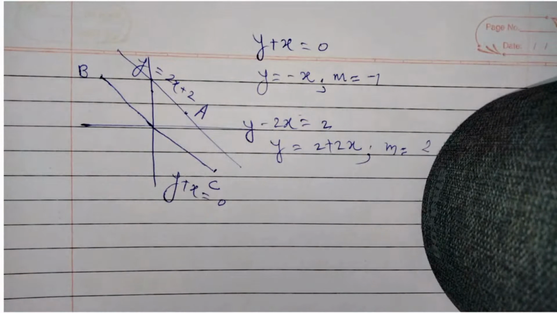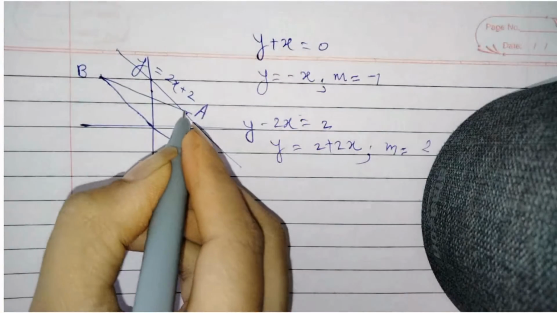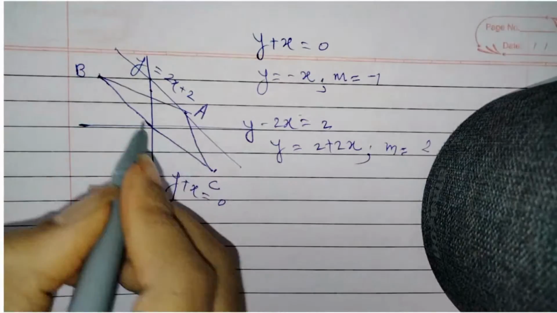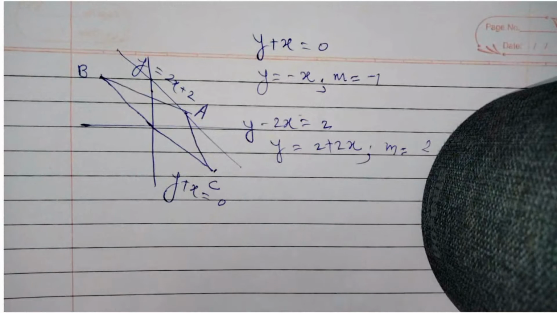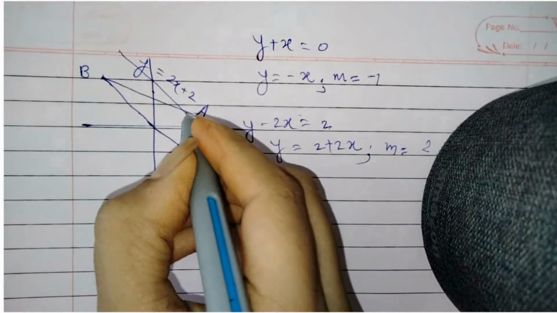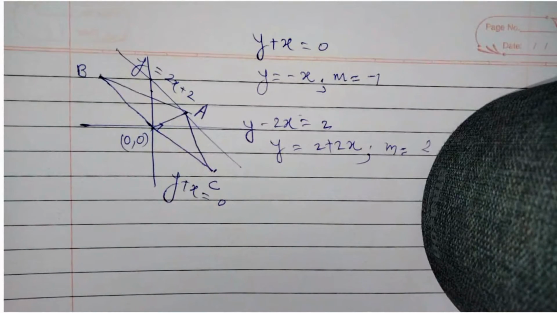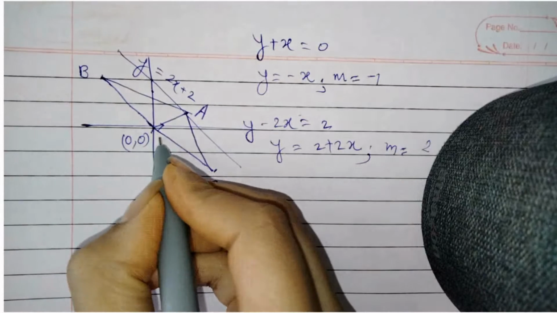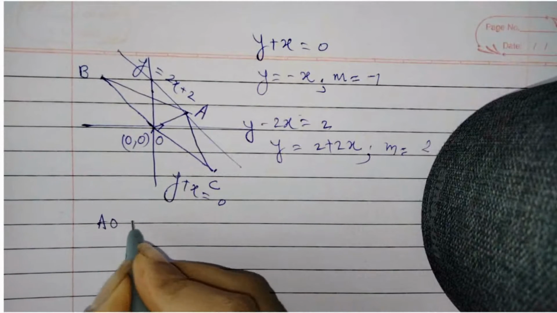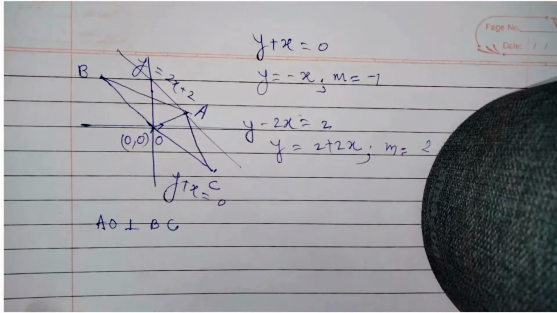Now they have given us that ABC is an equilateral triangle. Okay, let's assume ABC is an equilateral triangle. It doesn't look like it in the diagram, but yes, they have given us that ABC is an equilateral triangle. Now we can find the area of the triangle using the altitude. So let us make an altitude from A to the origin, which is 0, 0. Alright, so we know that the origin is O. So AO is perpendicular to BC because it is an altitude.